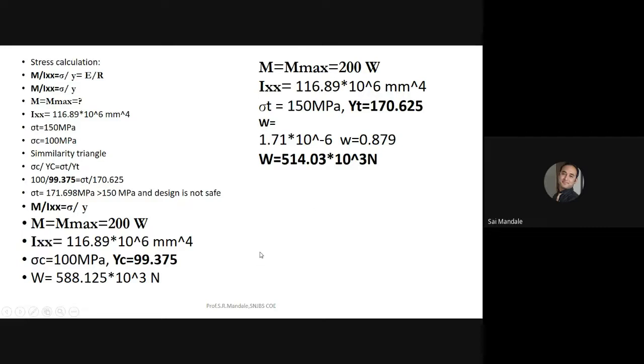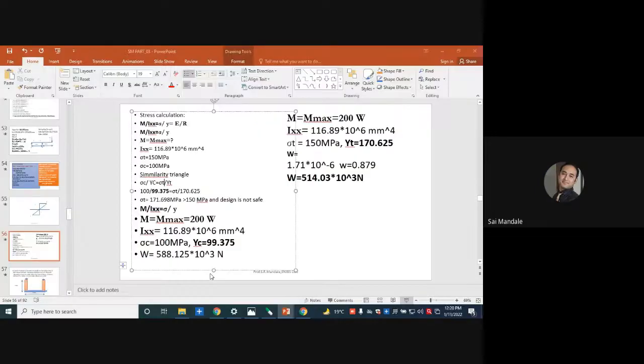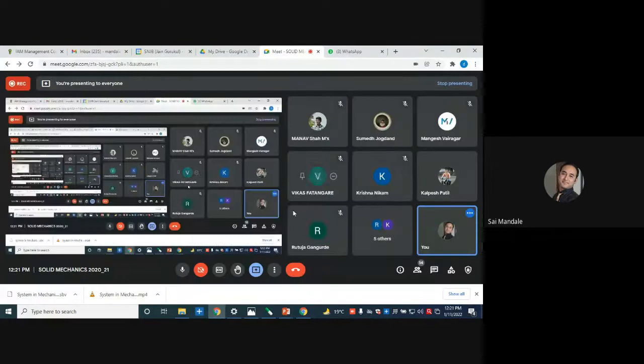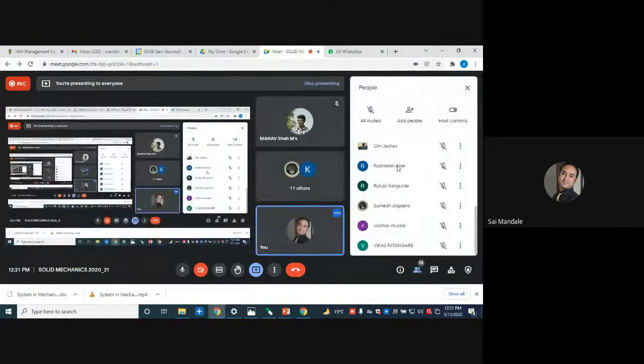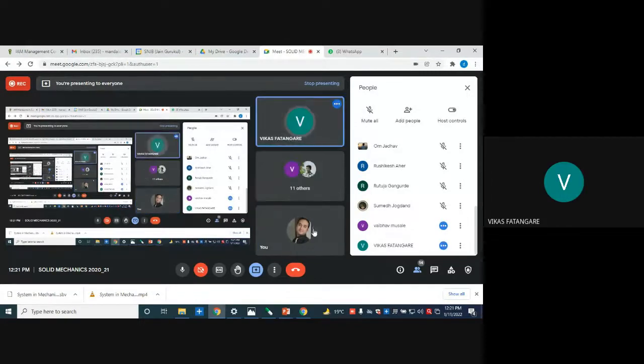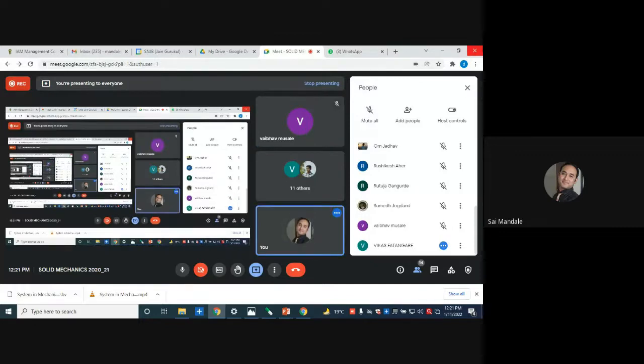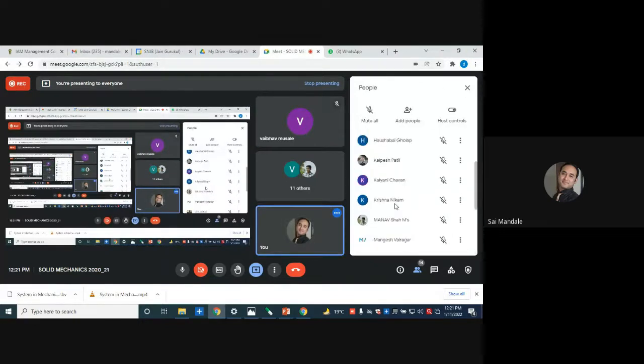Up till now, any doubt, query? If anybody is having any doubt, query, please ask me. No, sir. Let me check who is there. Om, Rushikesh, Rutuja, Sumit, Vaibhav, Vilas, Vikas, Fotangre. Any doubt, query? No, sir. Okay, great. Rutuja, no, sir. Good.